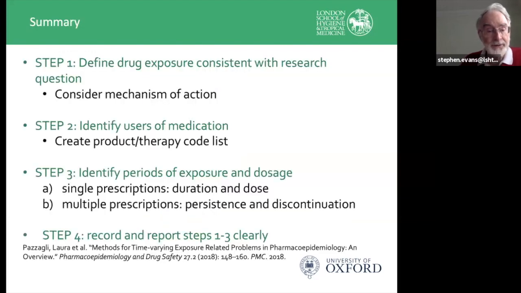So in summary, the first step is to define a drug exposure consistent with the research question, and we need to look at mechanisms of action. And then we have to identify the users of the medications. We need to make sure that we have a full list of the products and therapies that we're dealing with. And then we identify periods of exposure and usage. And this has to be done for single prescriptions and multiple prescriptions in a different way. And there's a reference there to a paper on that.